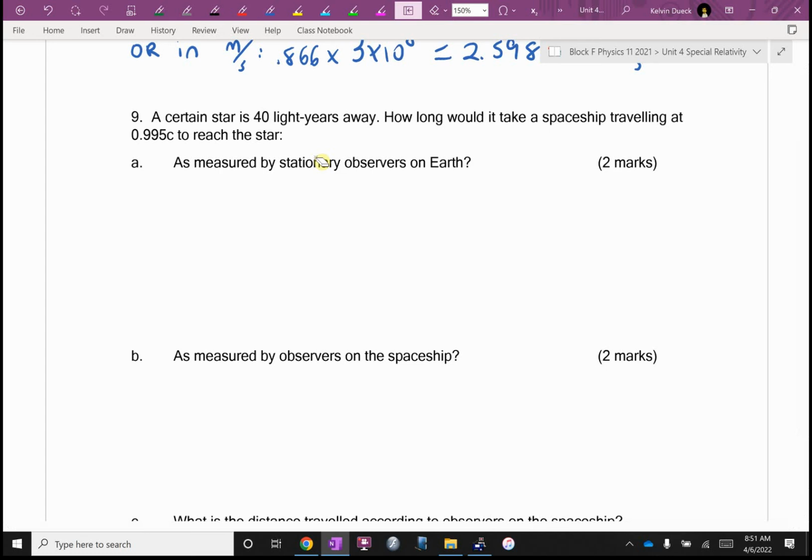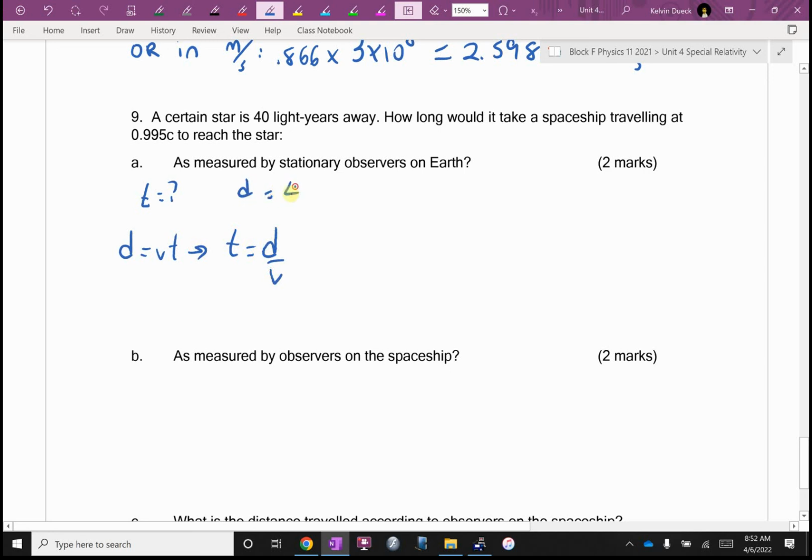A certain star is 40 light years away. That's a distance. How long would it take a spaceship traveling at 0.995 C to reach the star as measured by stationary observers on the Earth? Well, I'm trying to find T. Did they give me a T0 in this question? A time on board the spaceship? So you can't use relativity yet. We're going to use just good old D equals VT and get the T by itself.